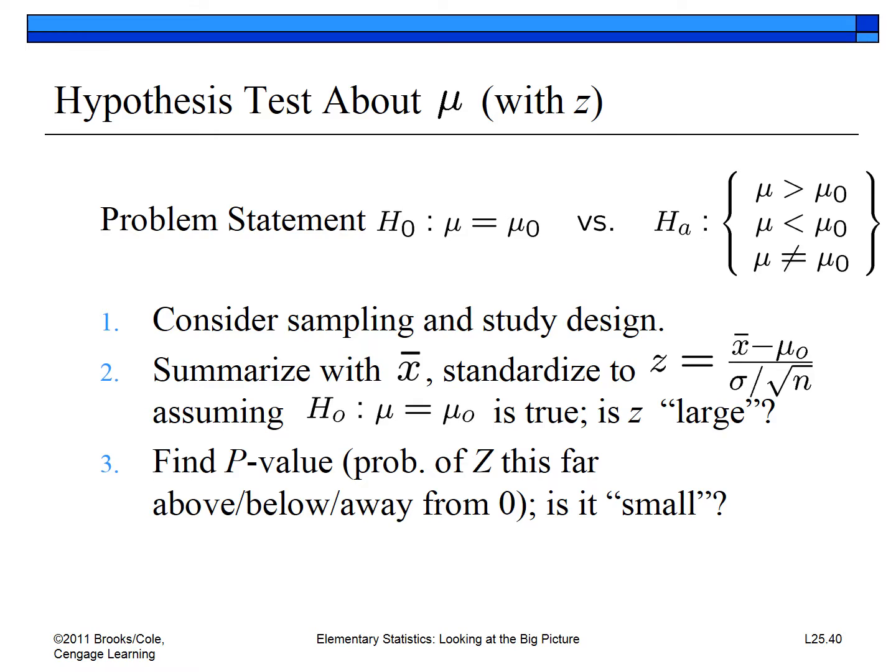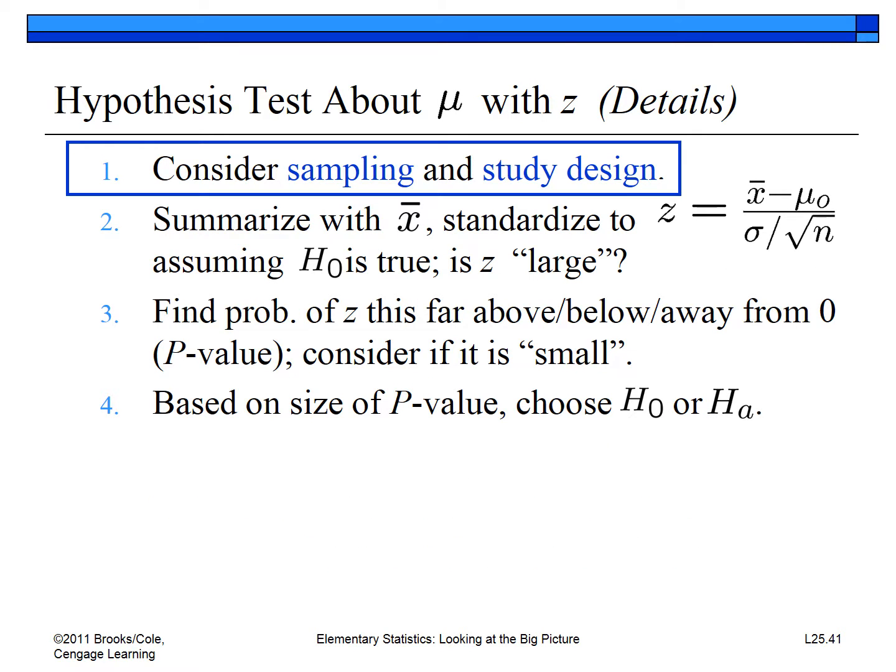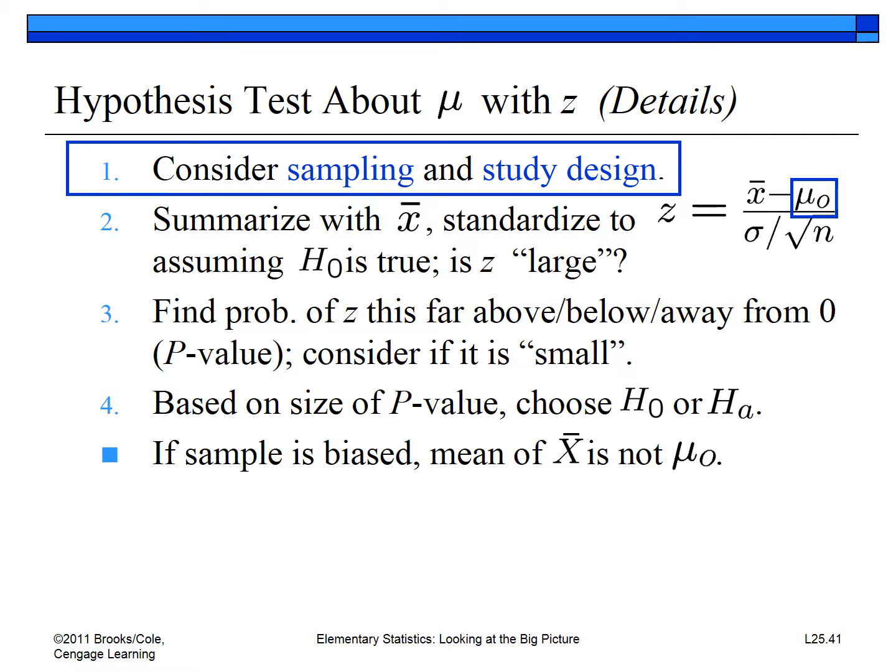Next, we'll find a p-value. That's the probability of getting a z-value that's that weird, or weirder. And we'll try to decide if it is sufficiently small. And then, based on the size of p, we will choose to accept or reject the null hypothesis. So let's look at those steps a little more closely, starting with sampling and study design.